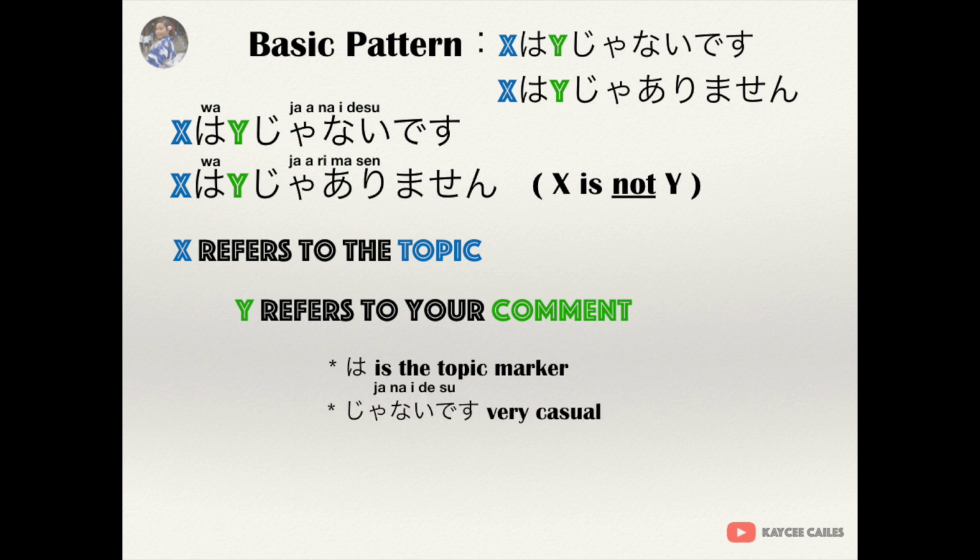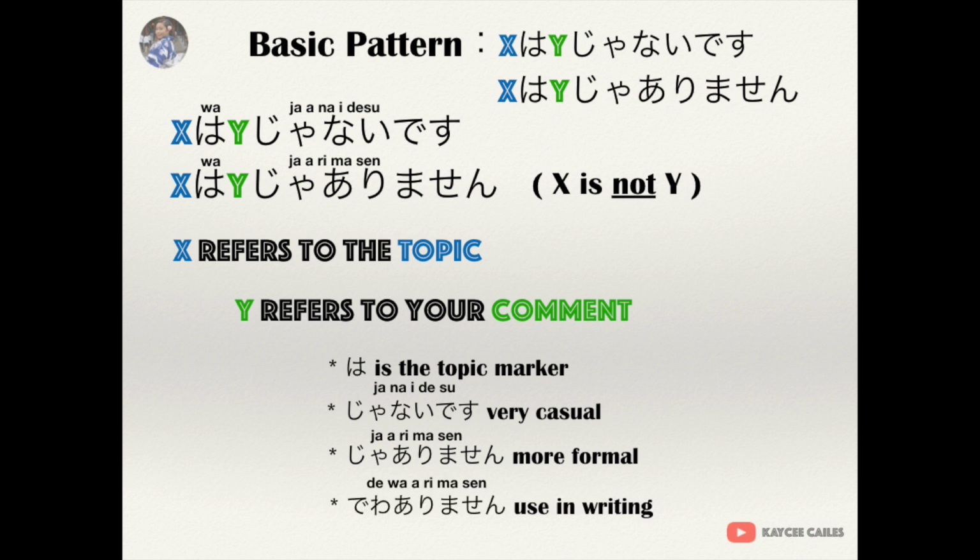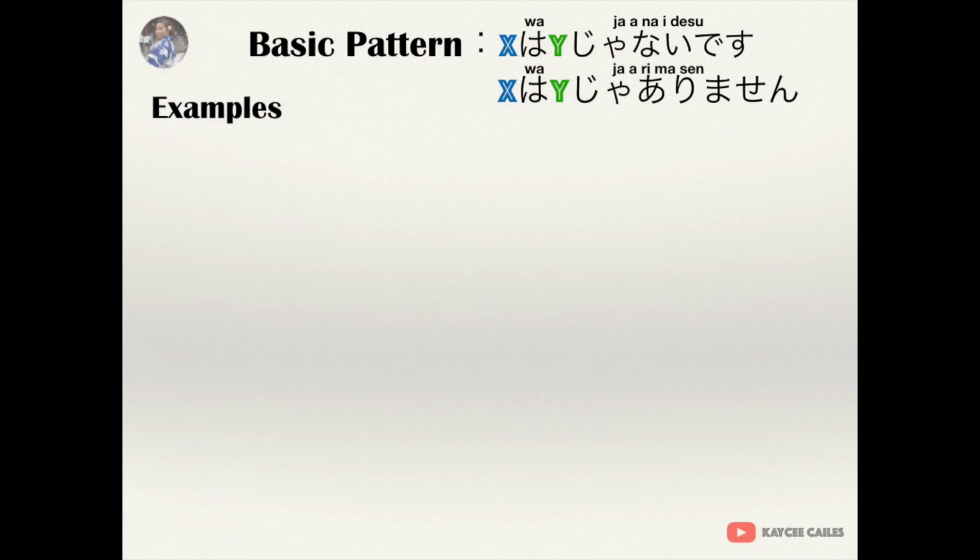Janai desu is used in a casual situation. Ja arimasen is used in a more formal form, while de wa arimasen is used in writing. This will be our pattern to form a negative sentence. Let's see the following examples.